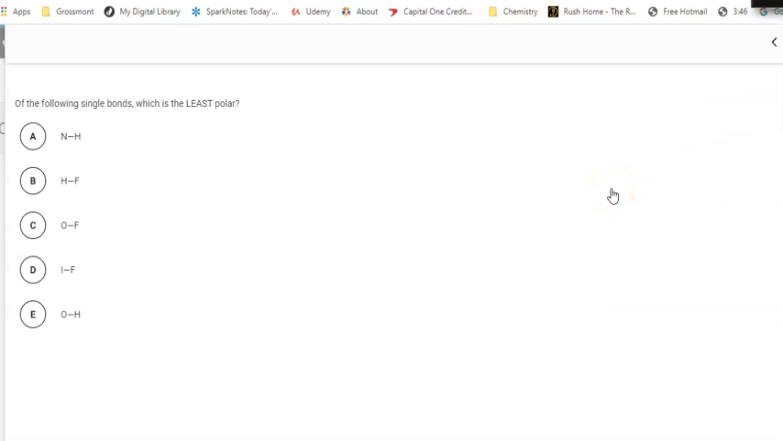Okay, of the following single bonds, which is the least polar? All right, well, fluorine is the most electronegative element. So what you're going to look for are 2 elements that have similar electronegativities.